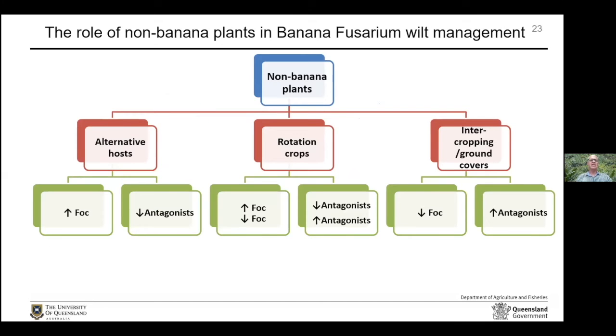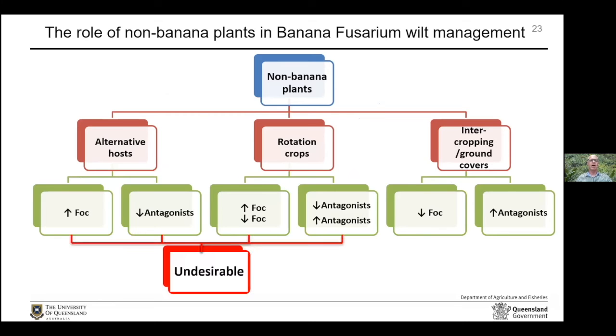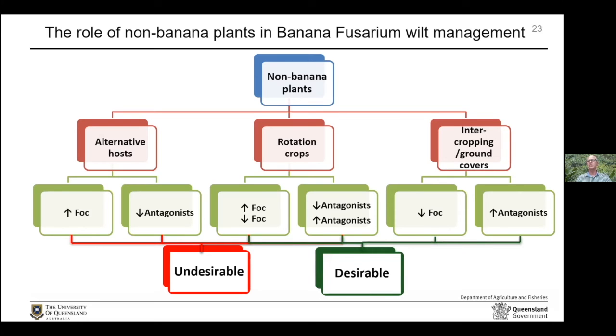So through this presentation, I hope that I've shown that non-banana plants do have a role in Fusarium wilt management, either as alternative crops, rotation crops, or intercropping. They can either be undesirable, increasing Fusarium oxysporum or leading to a decrease in antagonists, or they can be desirable, such as the ground covers or intercropping, where they tend to decrease the dominance of Fusarium oxysporum and increase antagonists. And rotation crops can tend to go either way, and this is a bigger area that we need to understand, on how we can manipulate the populations or the abundance of Fusarium in the soil.